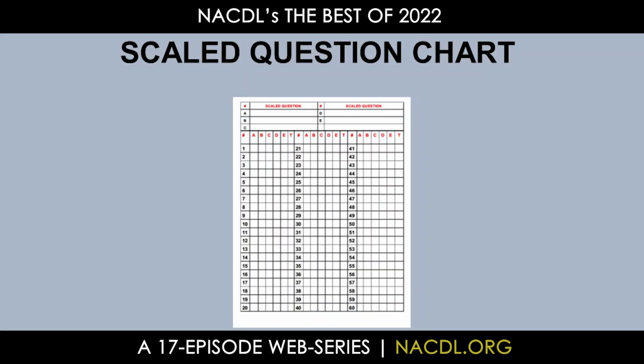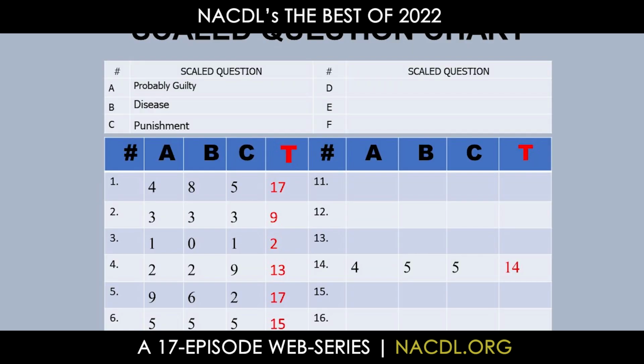Here's the chart to keep track of it. Send me an email. I'll give it to you so you can use it. That's for scaled questions. This is how it gets filled out, right? Probably guilty or disease. In Texas, again, it's punishment. So this came from a Texas case. So you can see, under my theory, the higher the number, the better the juror. The lower the number, the worse the juror.